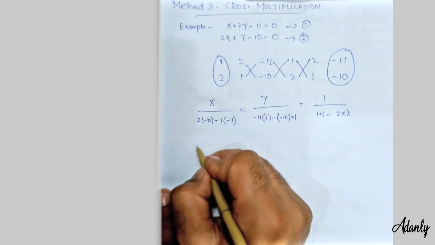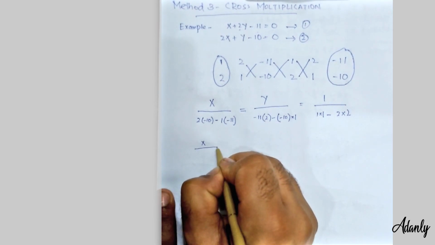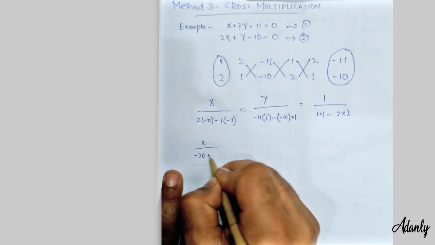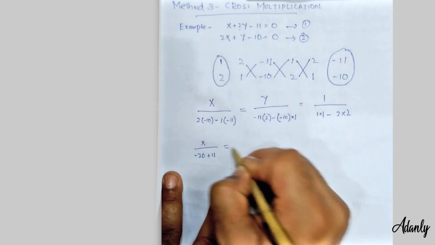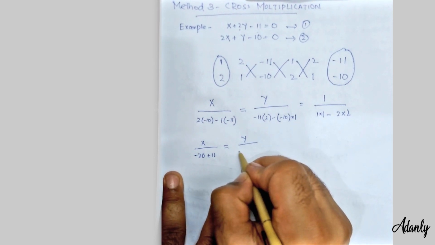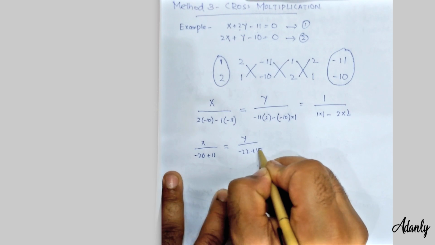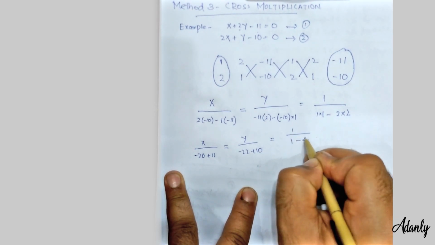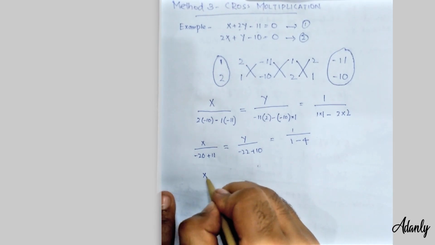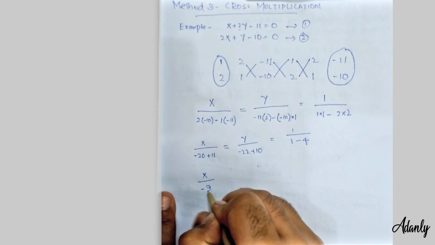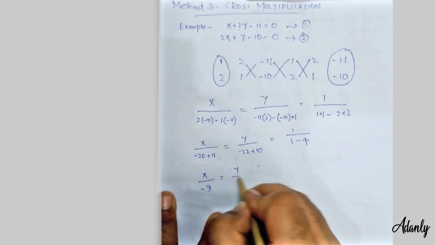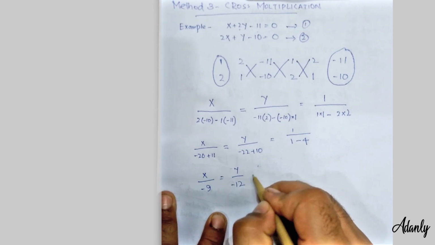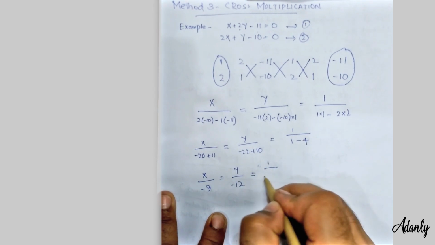Now simplify these, so we write x divided by minus 20 plus 11 equals y divided by minus 22 plus 10 equals 1 divided by 1 minus 4. We'll write x divided by minus 9 equals y divided by minus 12 equals 1 divided by minus 3.